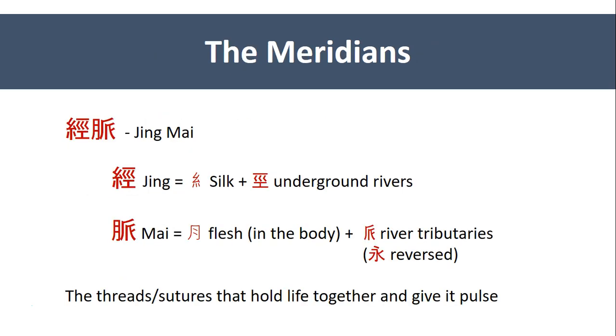The meridians are called Jingmai. The character Jing is composed of silk on the left and rivers underground on the right. The character Mai is the joining of rivers. The part on the left means the flesh, meaning inside the body. Jing means a sutra, a classic, literally the sutures that hold things together. Mai means pulsations. The channels are the network of threads that hold who we are, define who we are, and provide the pulsations of the body.